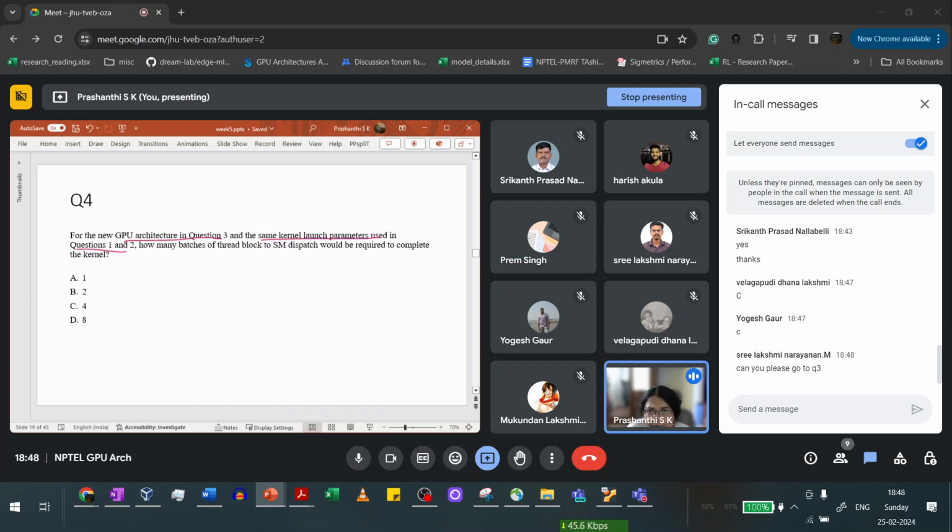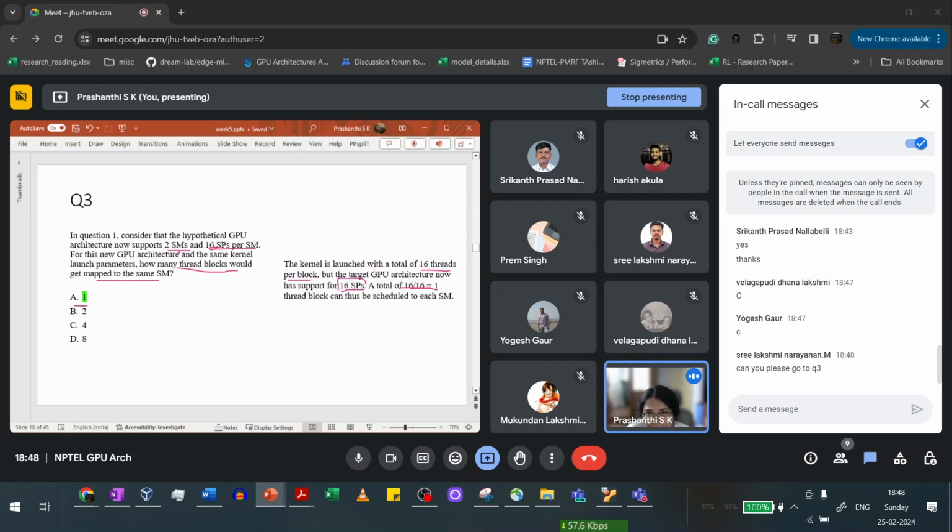Do you need any... Okay, you need the GPU architecture details, is it? Okay, then in that case, I'll just show that. So the architecture is 2 SMs and 16 SPs per SM. If that's what you needed, hope this helps. If you want me to explain question 3 again, please mention that in chat.